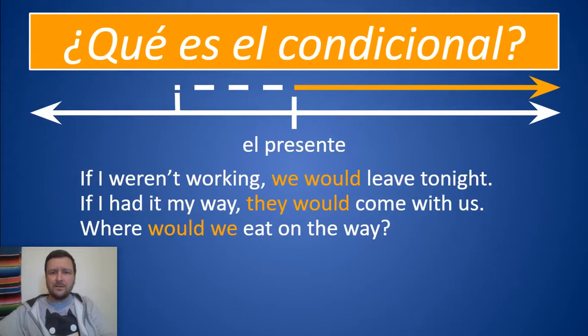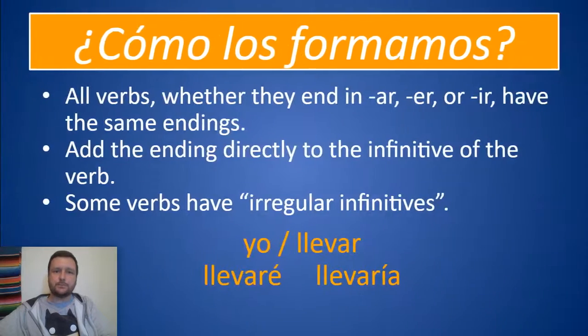El condicional is the conditional, meaning it's what the future would be if conditions were different. If the past were different, what would have happened? For example, if I weren't working, we would leave tonight. But I am working, so we're not leaving tonight. If I had my way, they would come with us. But I'm not going to have my way. Where would we eat on the way? That's just speculation. We don't even know if that's going to occur. And this is what we use the conditional to do.